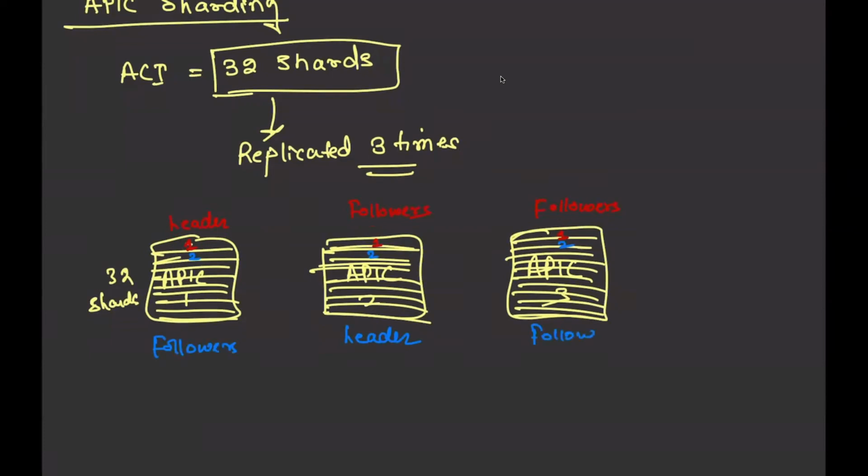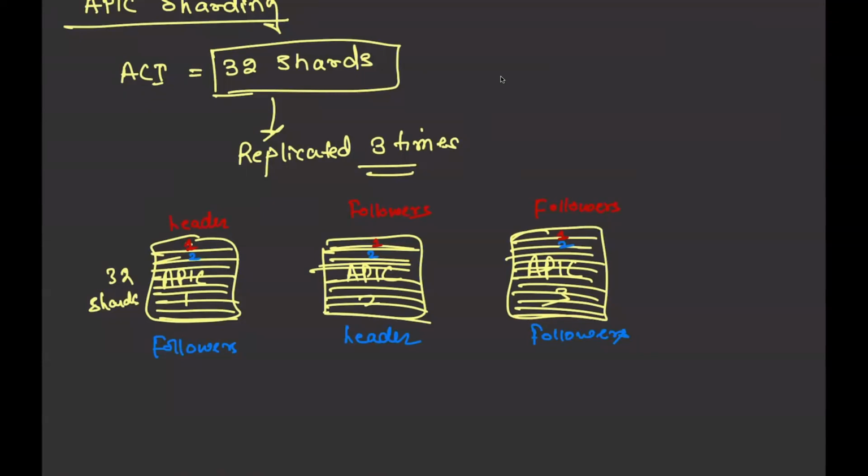This is how your APICs are decided at random, based on an internal algorithm. This is not configurable, you cannot control this. Automatically they decide which APIC is going to be the leader for each shard, and the others are going to be followers for that. So this is how the whole configuration is replicated.